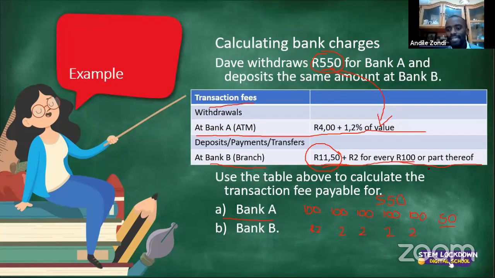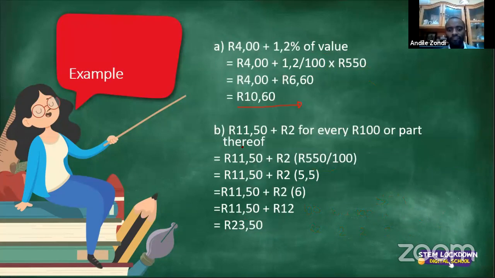But because they said part thereof, that means 50 rand, which is part of 100 rand, will also be charged the same, right? So this person will pay 11 rand 50 plus 2, 4, 6, 8, 10, 12 plus 12 rand, right? So my calculations would be as following.